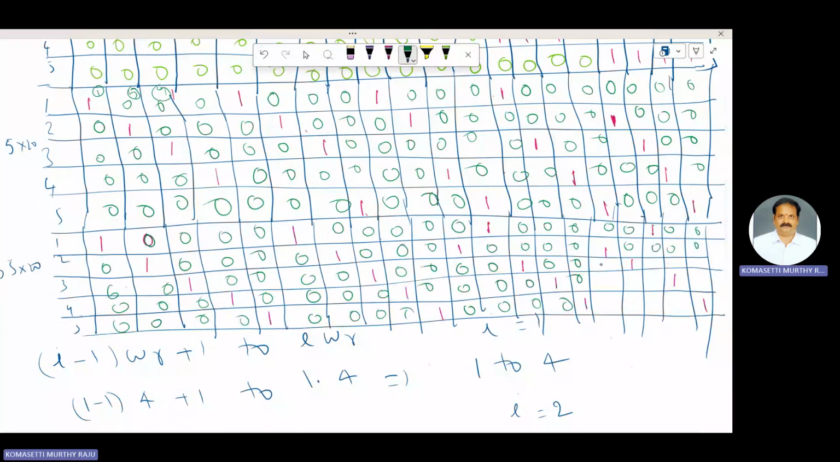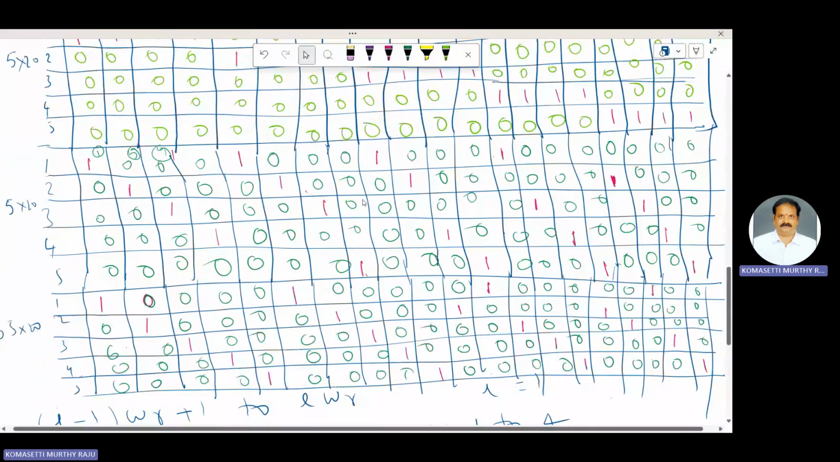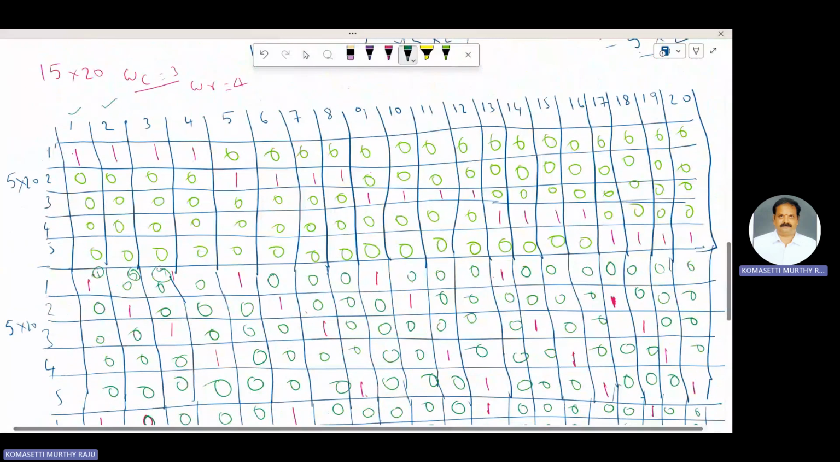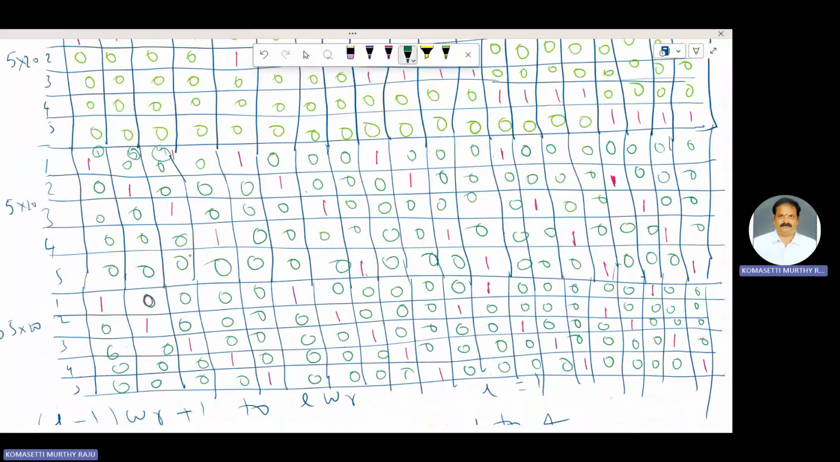With this, the submatrices design is completed: 3 submatrices of size 5 cross 20. The second and the third submatrices are obtained by column permutations of the first submatrix. Simply change the columns of the first submatrix for designing the second and third submatrices and satisfy row weight and column weight.